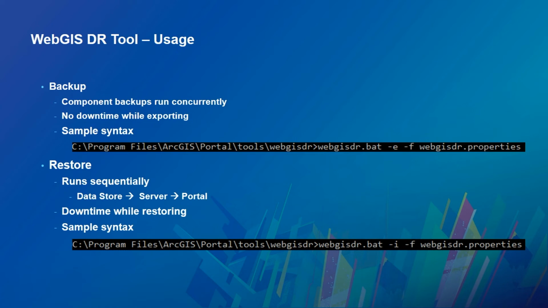When you're ready to restore, the restore runs sequentially. So first it'll restore DataStore, then it will restore all the federated servers, and then it will restore portal. It's important to note that there is downtime while you're restoring, so your environment, your enterprise, is not going to be available while the restore is completing. The syntax is very similar. Instead of -E or --export, use -I or --import to restore a backup.